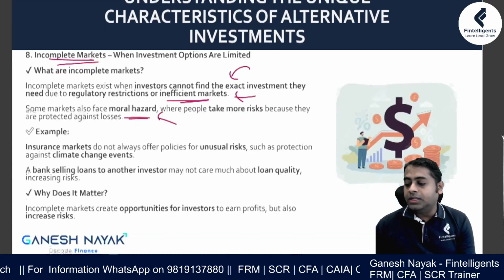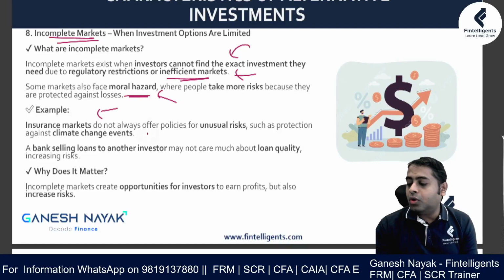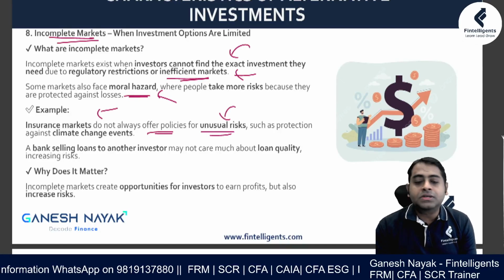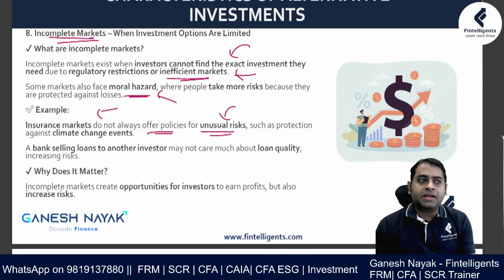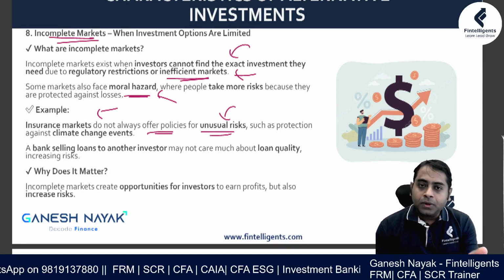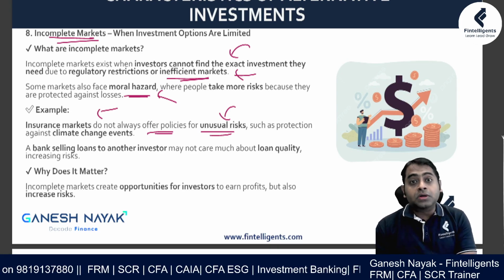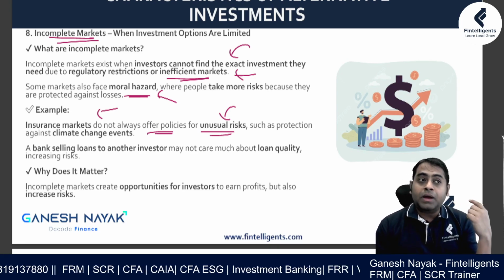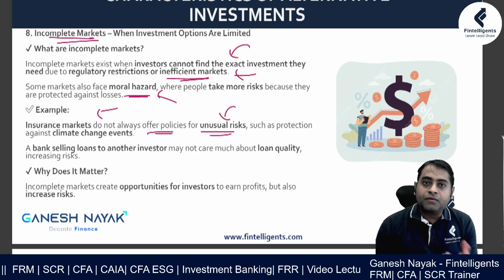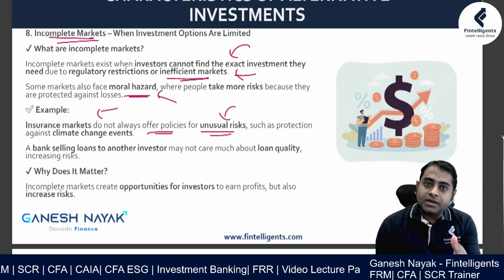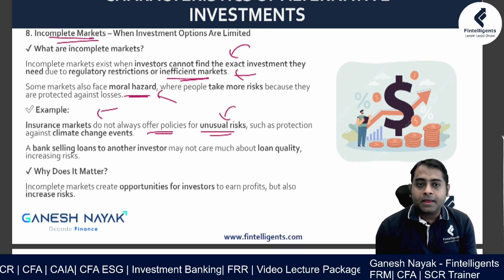Okay, look at this. Insurance markets do not always offer policies for unusual risk. They generally provide policies for specific risks, like life and health. If you want to take an unusual risk, like covering the ICC World Cup, then your premium is going to be extraordinarily big. If you want insurance cover for the Olympics, the premium is going to be very high, right?